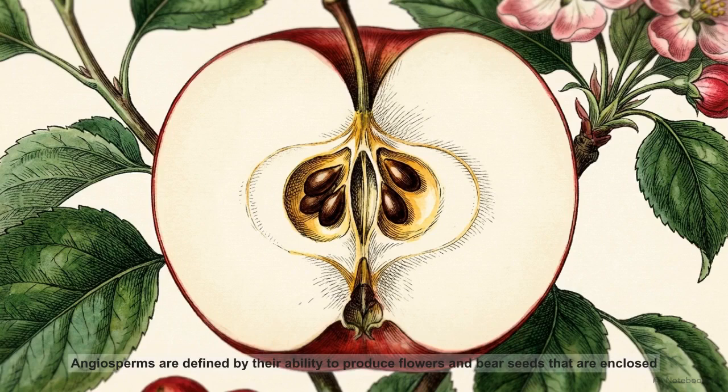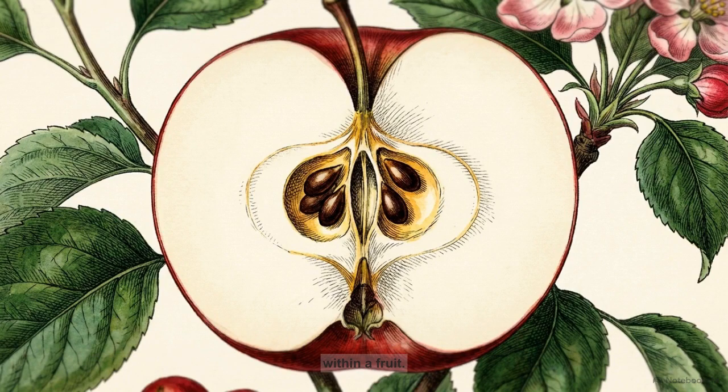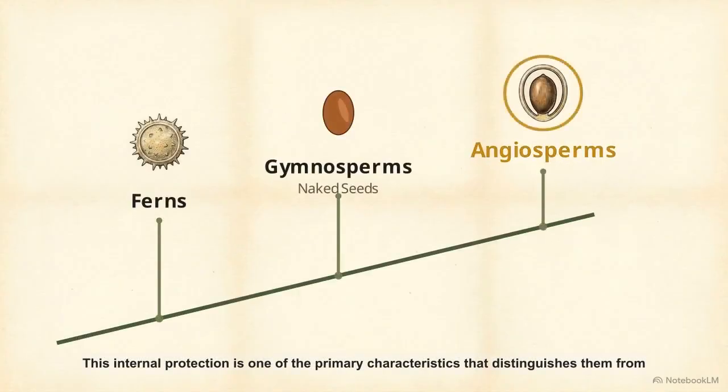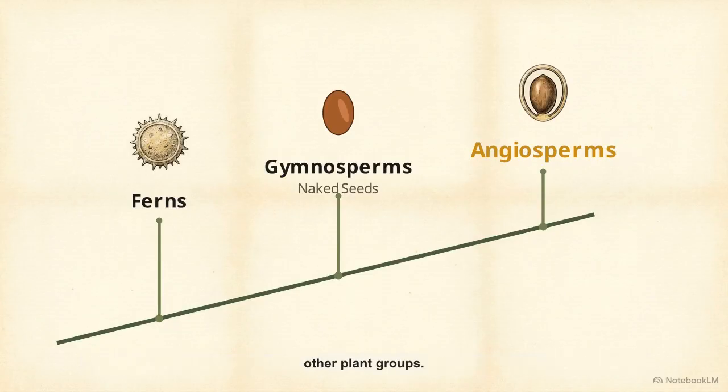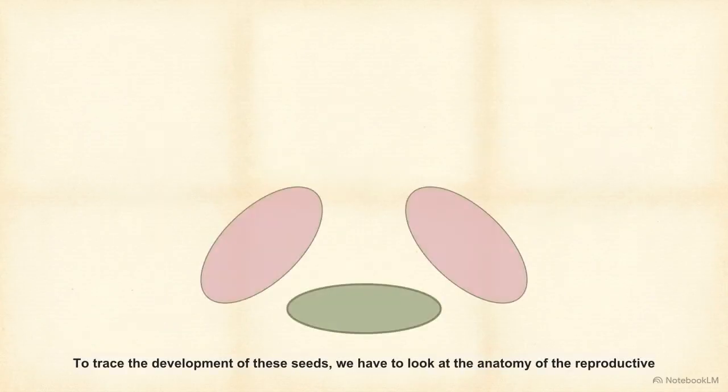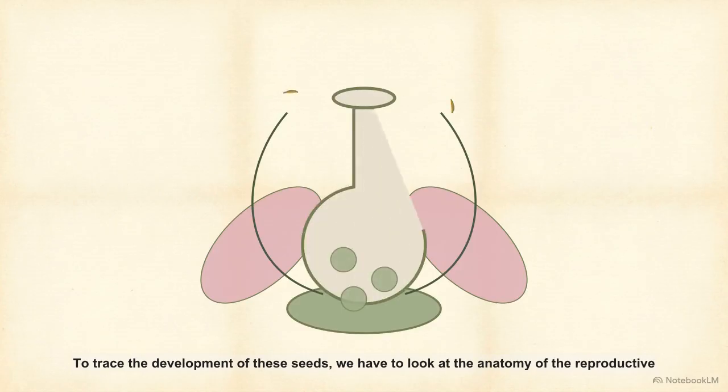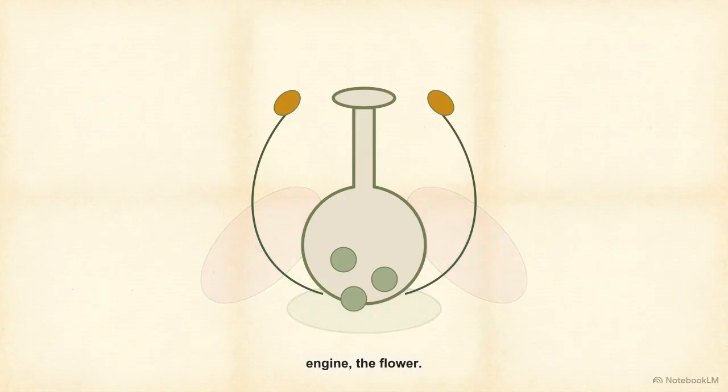Angiosperms are defined by their ability to produce flowers and bear seeds that are enclosed within a fruit. This internal protection is one of the primary characteristics that distinguishes them from other plant groups. To trace the development of these seeds, we have to look at the anatomy of the reproductive engine, the flower.